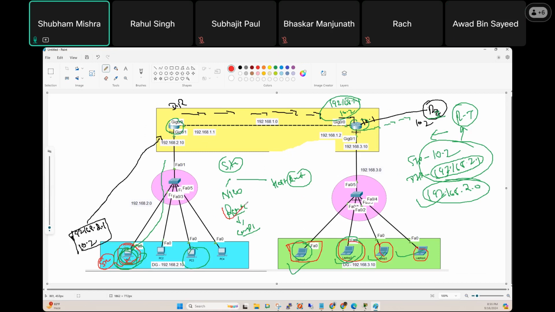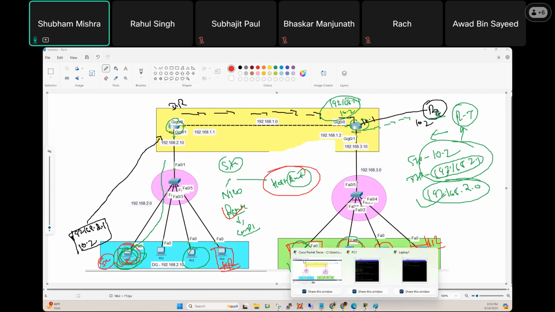Fine. But let's suppose we have a condition like this, we want only this PC number 4. Let's suppose this is the HR PC, and this PC can only communicate with this one. This is also HR. So I want one-to-one communication here. In this case, what will you do? You will configure the host route. We do not allow the complete network. Yes or no? Tell me. We want host route. How is it possible? See, come here on R1.